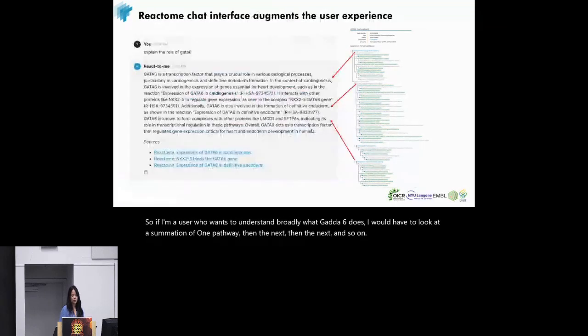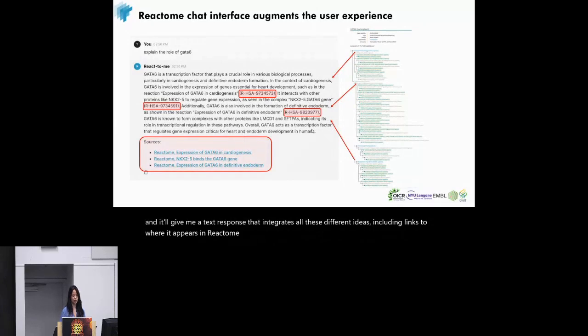And so to address this, what we're working on is a new feature. We're building a chatbot that answers these questions more directly. So for example, I can say, explain the role of GATA6, and it'll give me a text response that integrates all these different ideas, including links to where it appears in Reactome and sources where you can read more about it.